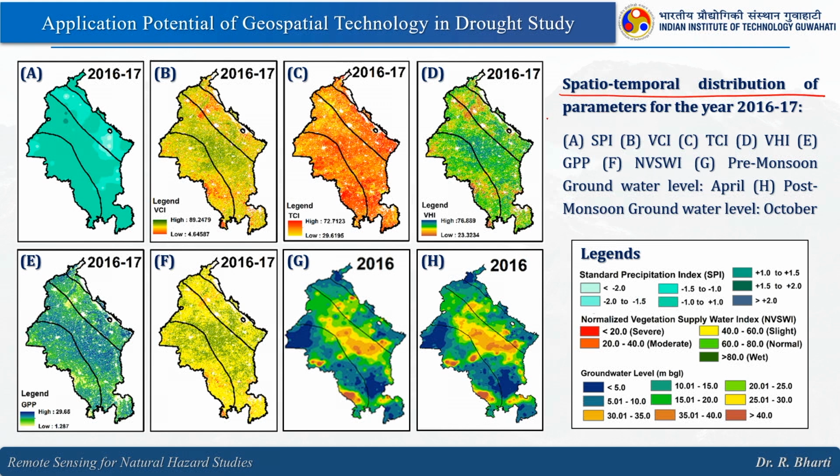So, here the spatiotemporal distribution of parameters for the year 2016 to 17. So, here you can see the SPI, standard precipitation index, and the normalized vegetation supply water index has been used to map the drought potential of this particular area.